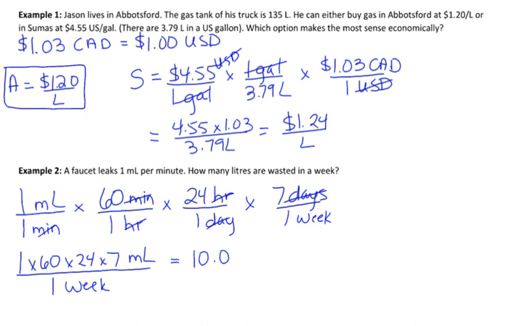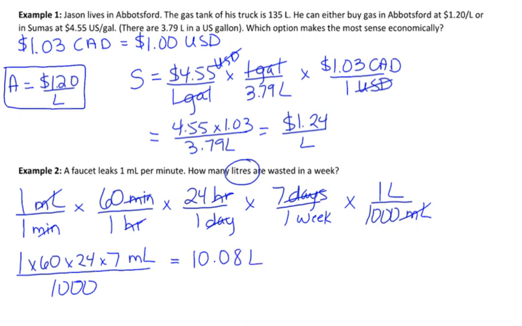Oh, I missed one conversion. It asks how many liters. I missed that word. How many liters? So one more here. 1 liter is 1,000 milliliters. So my milliliters will cancel. And this will be over 1,000. So that's where 10.08 liters per week comes from.